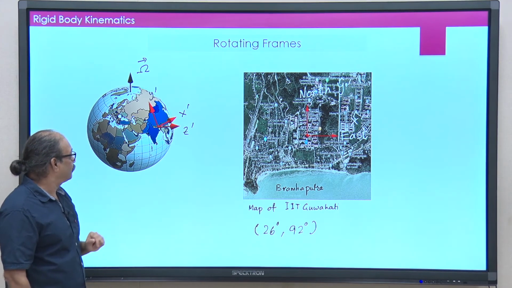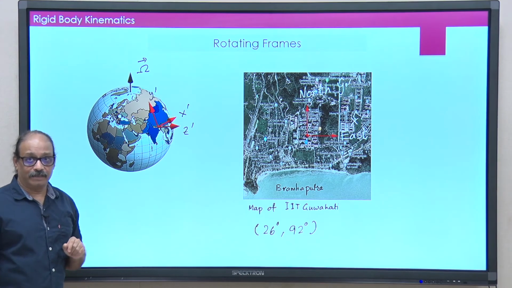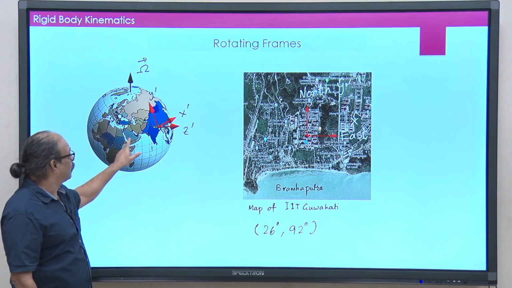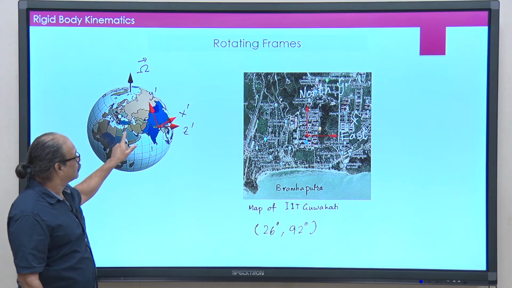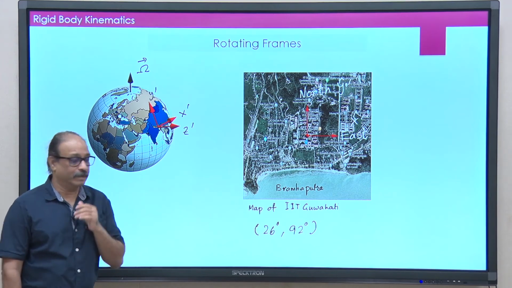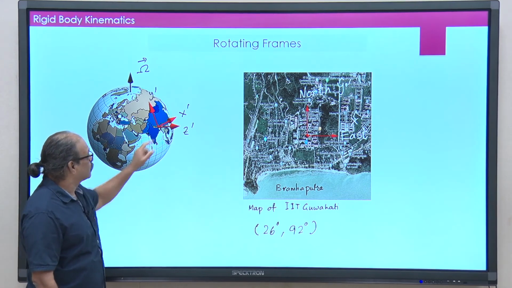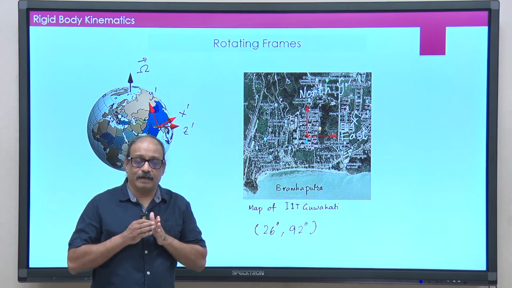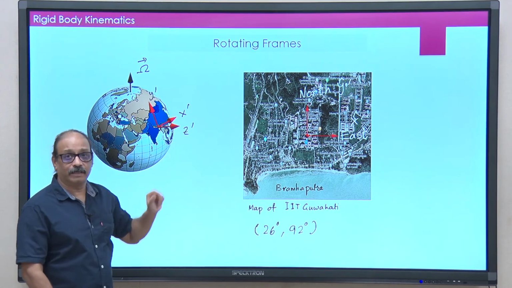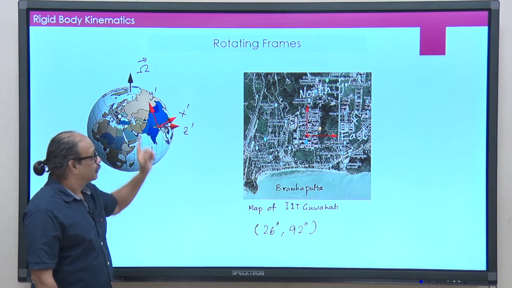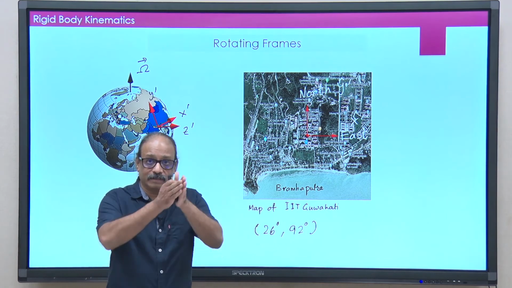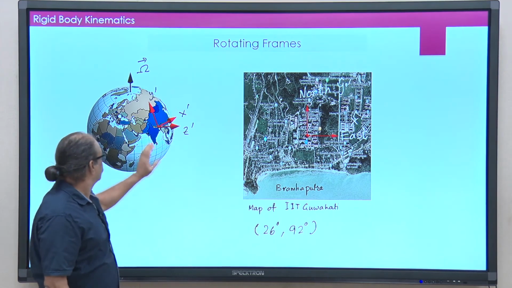The z prime, which is up for us, is basically a radial vector. It will be a radial vector joining the center of the earth all the way to the surface to this point. And then x prime will be parallel to latitude. That is this, that is pointing in east direction, and the y prime axis will be pointing towards the north pole, but of course there is a curvature.